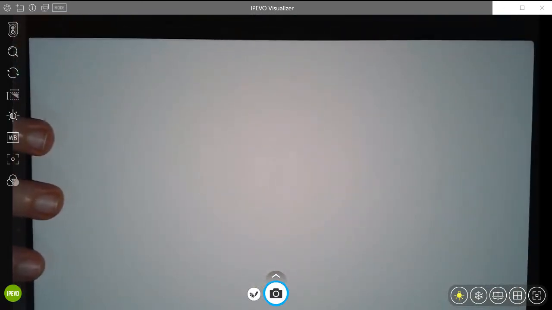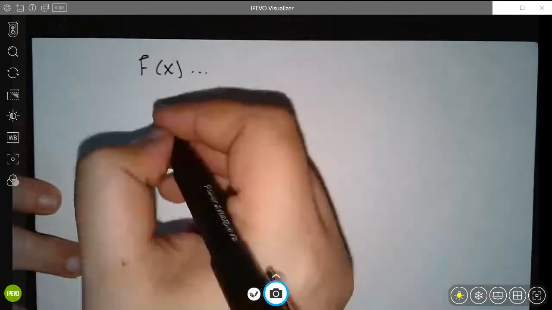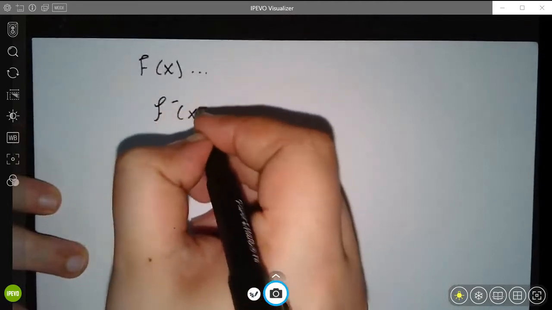But what if I asked you to find the inverse? So what if I told you, here's f of x, I'm giving you the function, whatever it may be. And then I tell you, give me f inverse of x.